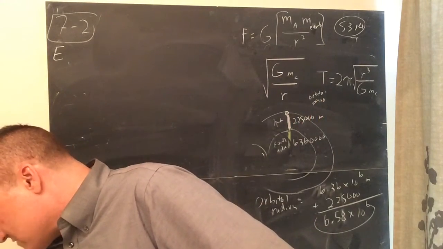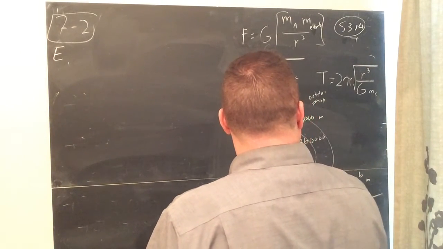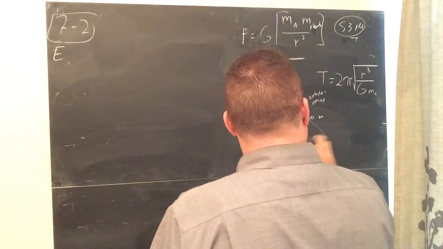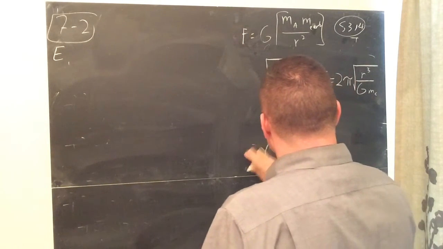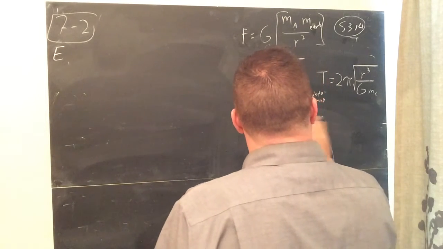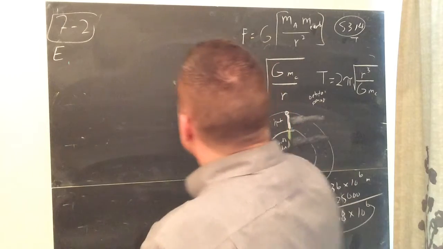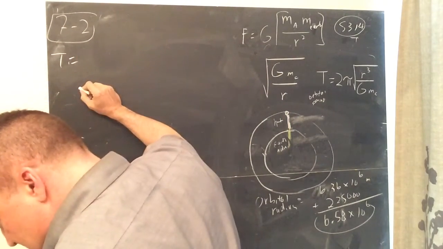Another satellite orbits Earth with a period of 12 hours. So here we have Earth again. Well, actually, oh no, I just erased it. Oh well. Okay, so here we go. All right, with a period equal to, what was it? 12 hours.